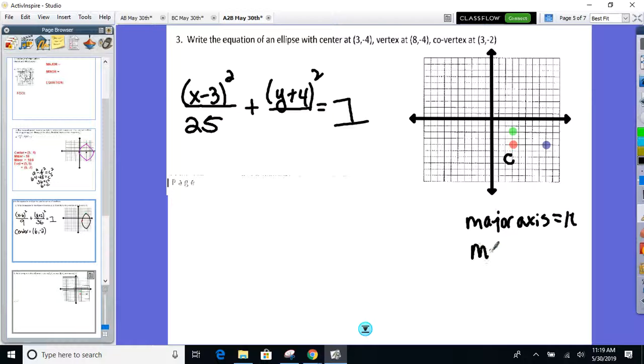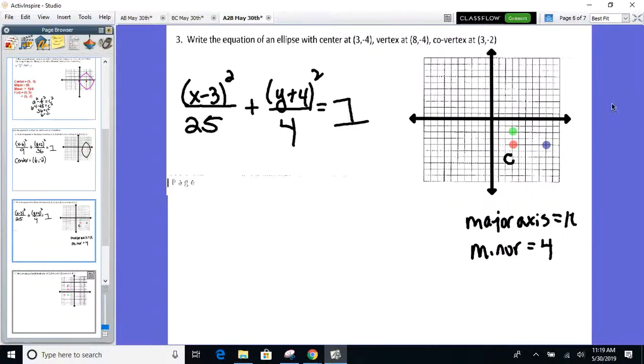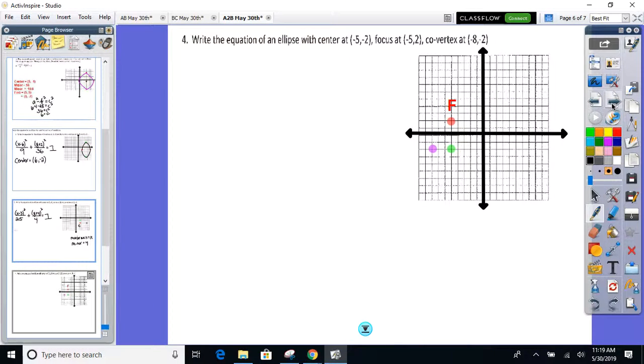The minor will be how long? 4 units. So what are you putting under the y? 4. And that's just pure coincidence, all right? Again, I divided it by 2 and squared it. You get 4. And make sure it's always equal to 1. Anything else here? Not too bad if you know what's going on and you know what all the parts are, right?